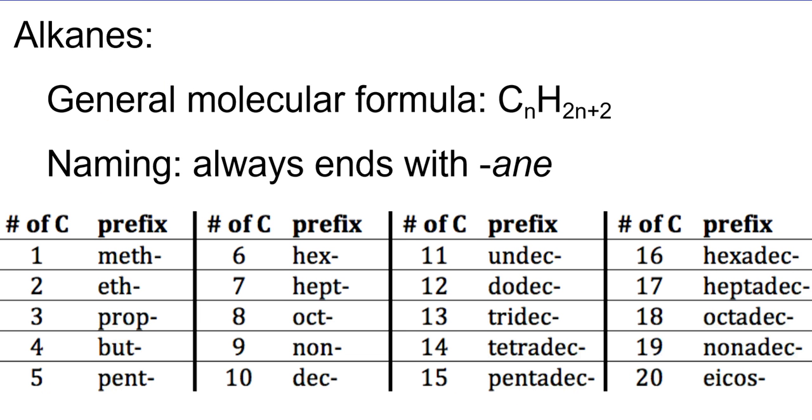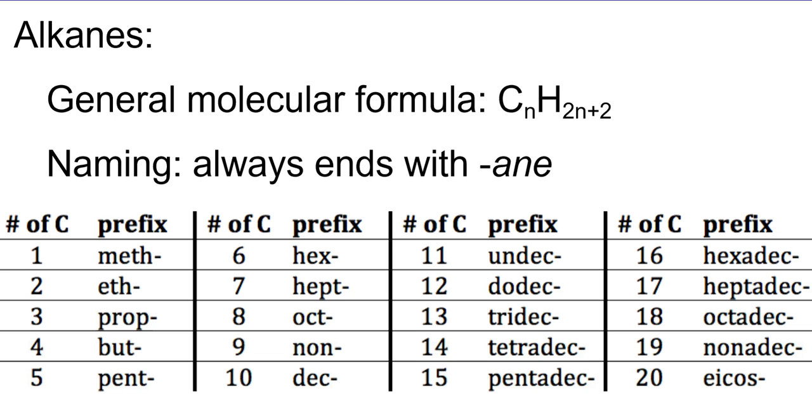So we've got our general molecular formula for our alkanes. So let's move on to naming them. And naming them is really straightforward. You start with the prefix based on the number of carbons, and then you just add -ane at the end. Okay, so if I have 4 carbons, it would be butane. If I had 13, it'd be tridecane.